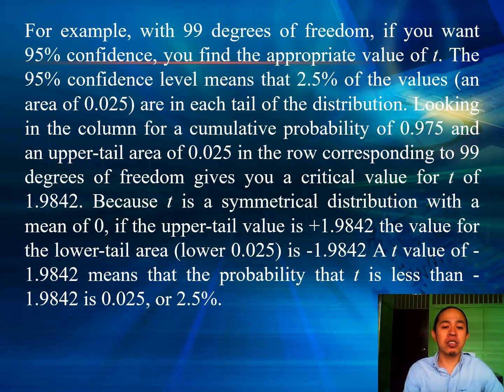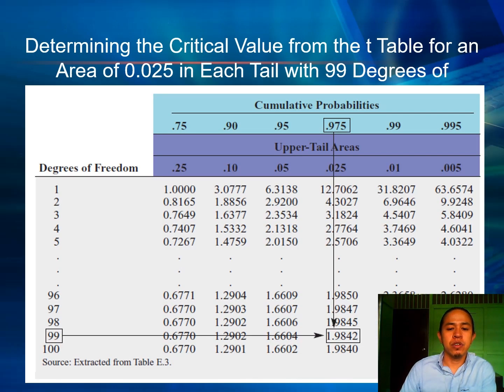1.9842, because t is a symmetrical distribution with a mean of 0. If the upper tail value is positive 1.9842, the value for the lower tail area is negative 1.9842. So a t value of negative 1.9842 means that the probability that t is less than negative 1.9842 is 0.025 or 2.5%. Okay. So like this.